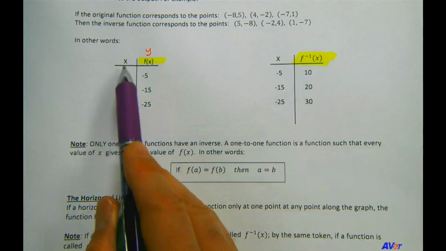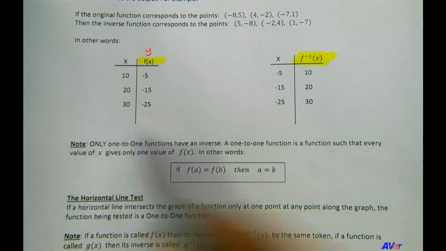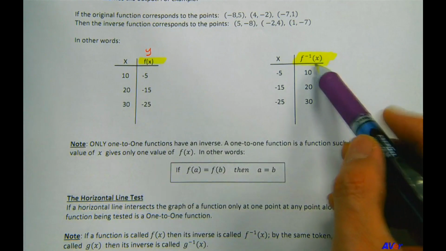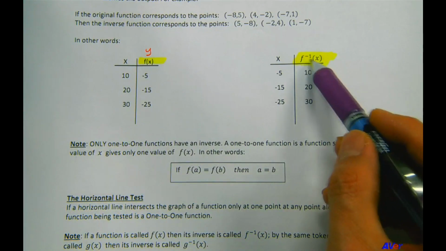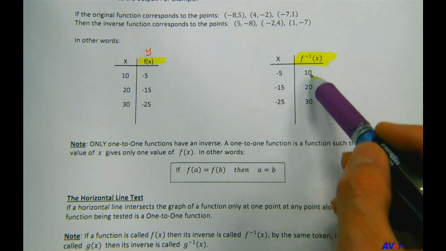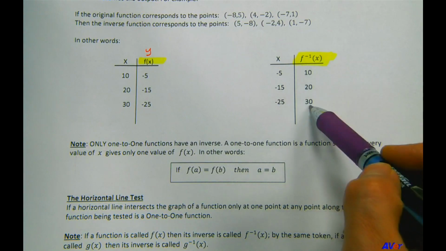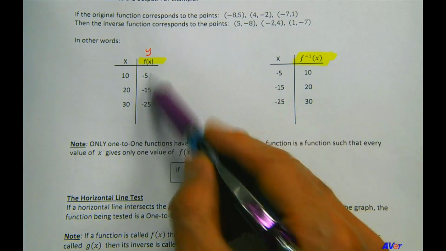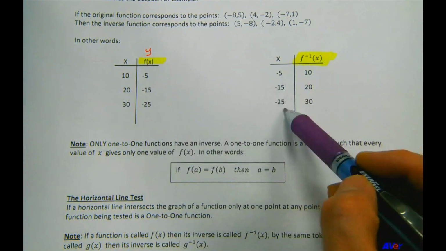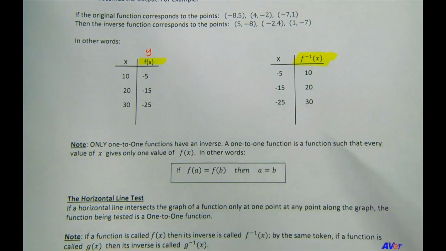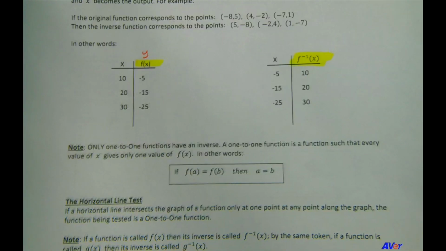So x was 10, 20, 30. Now for the inverse function, the y values are 10, 20, 30. And what used to be y is now x. Okay? So that's a numerical relationship between a function and its inverse.